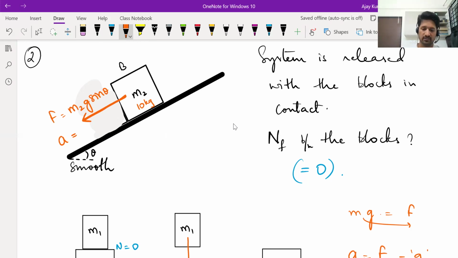How do you calculate acceleration from force? Force divided by mass. F divided by M2. Then the acceleration becomes g sin theta itself. It's independent of the mass. So whether it's a 1 kg block or a 10 kg block or a 1000 kg block, it will slide down at the same rate. Did you understand? Yes, sir. Still, if any of you have doubts, you can ask.